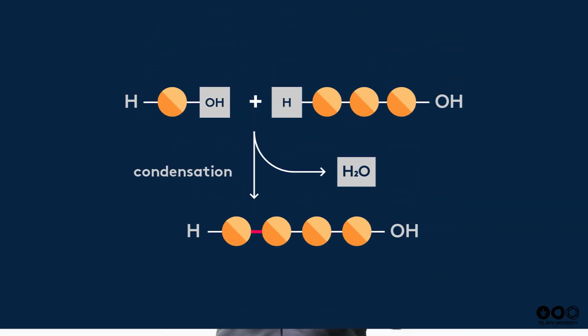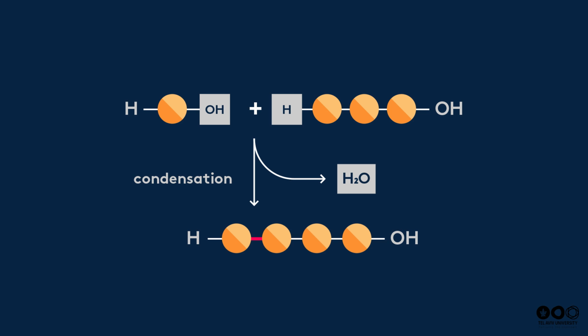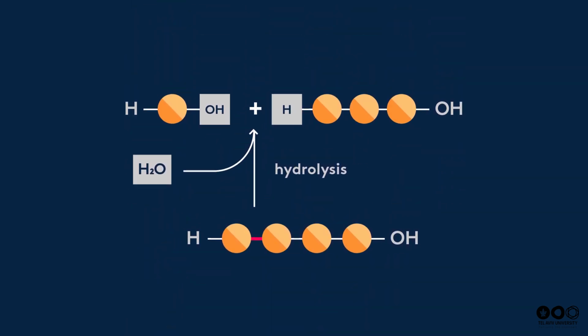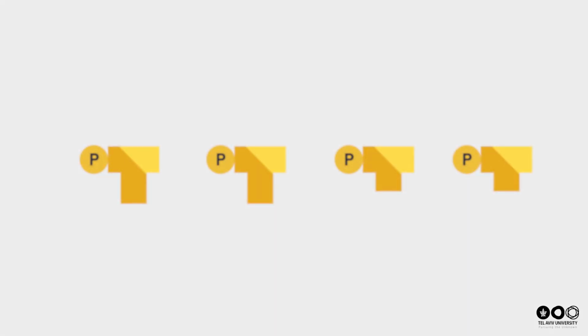Linking monomers to polymers entails the process called condensation, while breaking down polymers into their constituent monomers proceeds via hydrolysis. Both these reactions are relevant to the linear polymers we'll be discussing in the following sections. DNA is a linear polymer made up of 4 monomers called nucleotides.